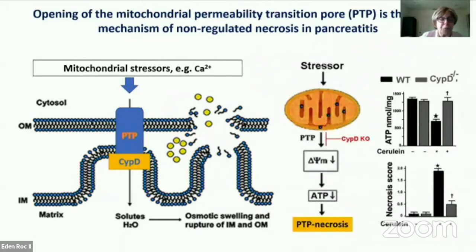This type of non-regulated necrosis, termed PTP necrosis or PTP-mediated necrosis, is a major necrosis pathway in pancreatitis. Genetic blockade of PTP with cyclophilin D genetic ablation prevents depolarization, restores ATP level, and reduces necrosis.